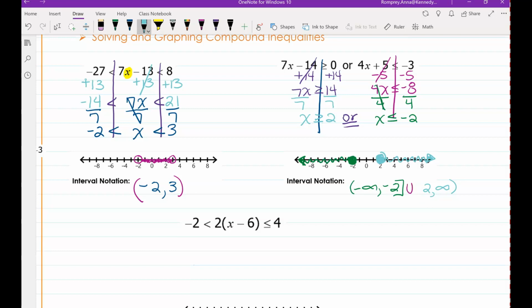There it goes. Okay, so that's how we unite them with a U. That is a union symbol.